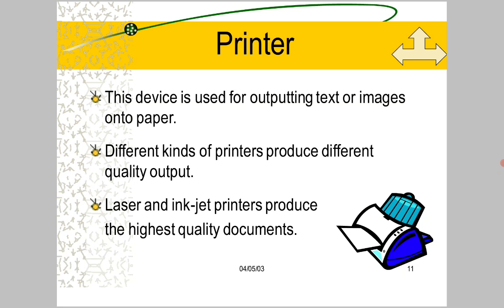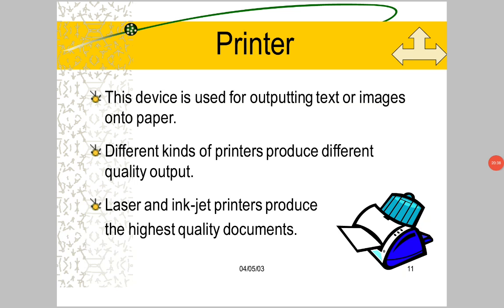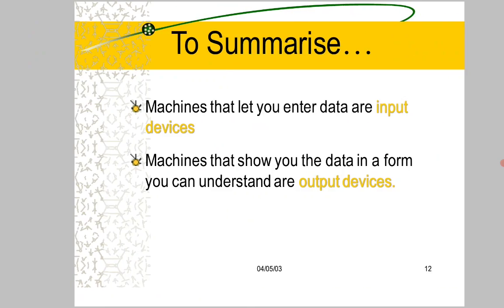Generally laser and inkjet printers produce high quality documents. So laser printers and inkjet printers are very high quality printers, and the cost is also very high, and the speed of the printing is slow, and refilling the cartridge of the printer is also very high.